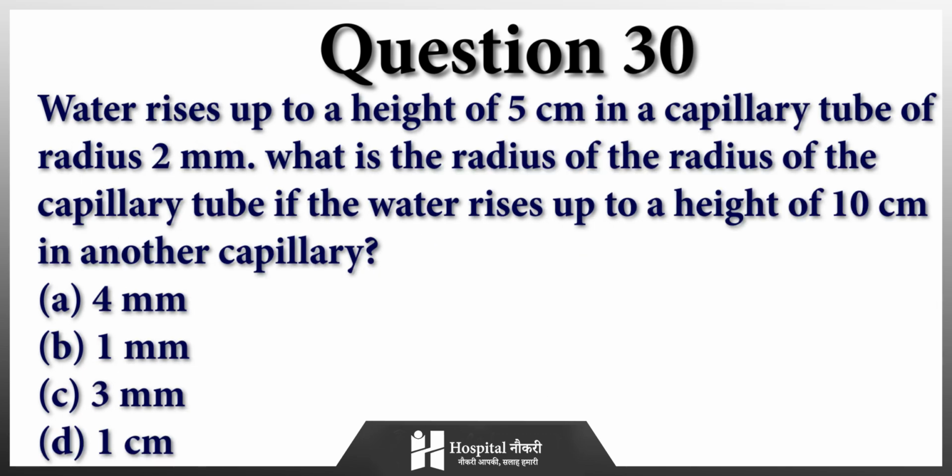Next question is, water rises up to a height of 5 cm in a capillary tube of radius 2 mm. What is the radius of the capillary tube if the water rises up to height of 10 cm in another capillary? Options are 4 mm, 1 mm, 3 mm or 1 cm. Correct answer is B, 1 mm.